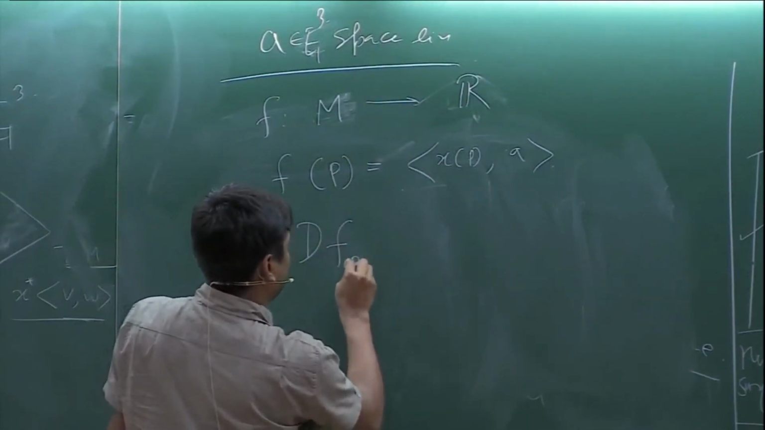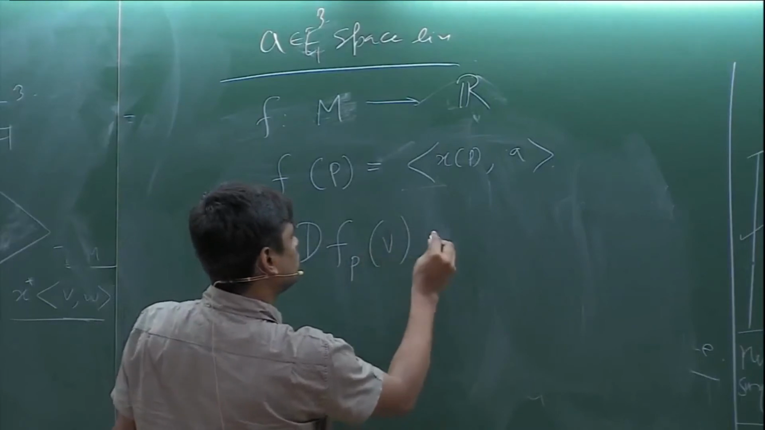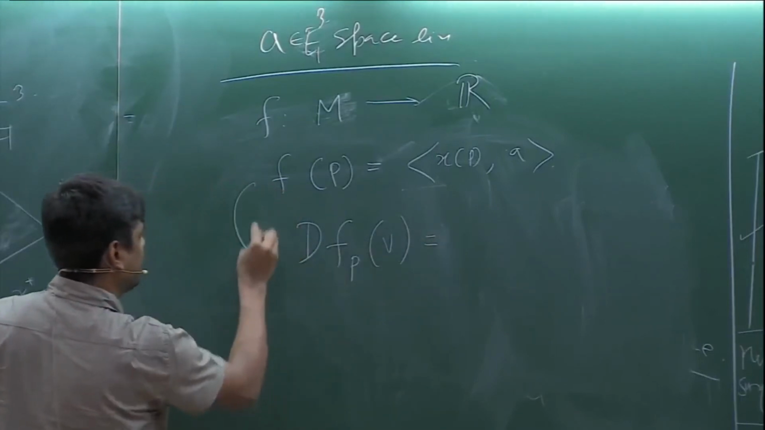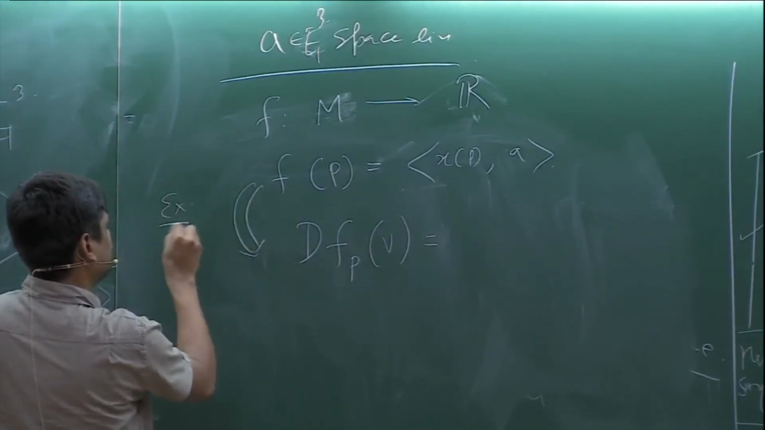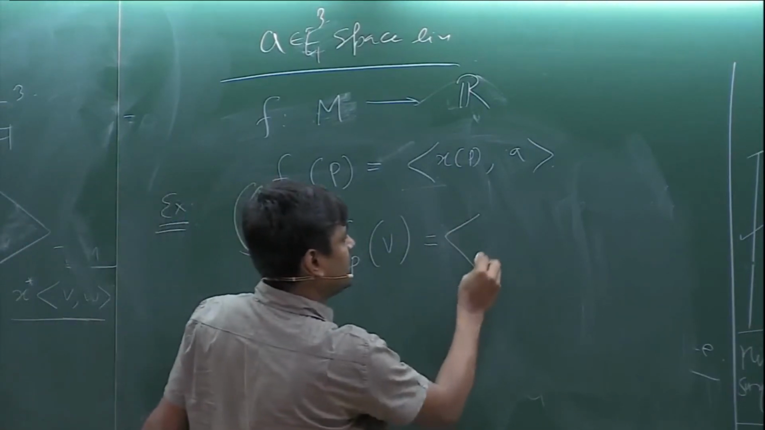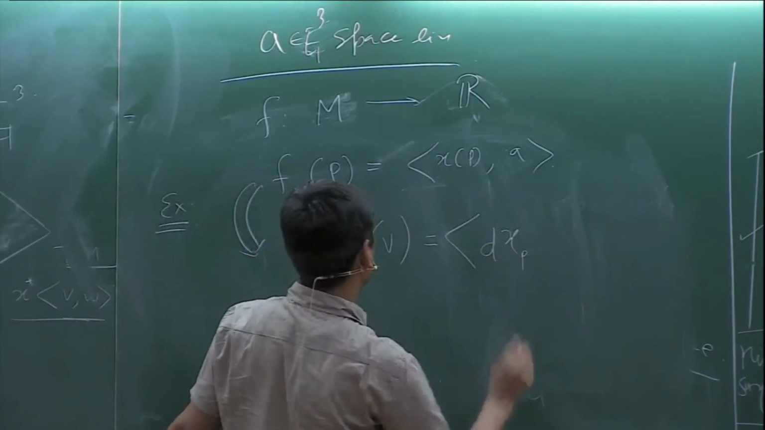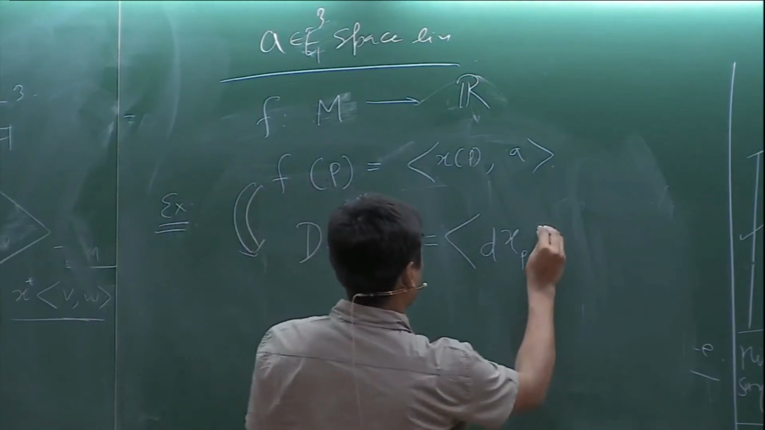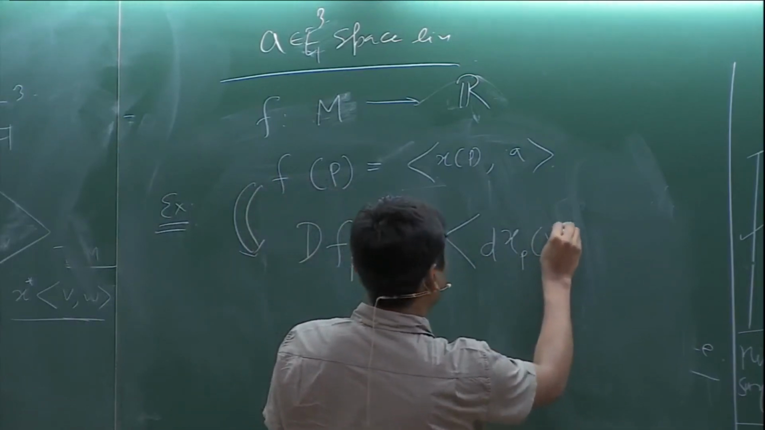What is the derivative map dF_P at V? This is basically a calculation. Do it, and this will be the inner product of dX_P(V) and A.